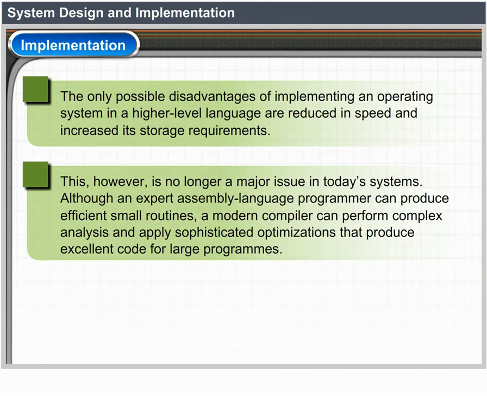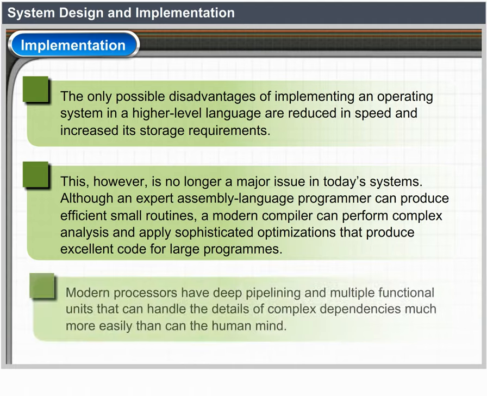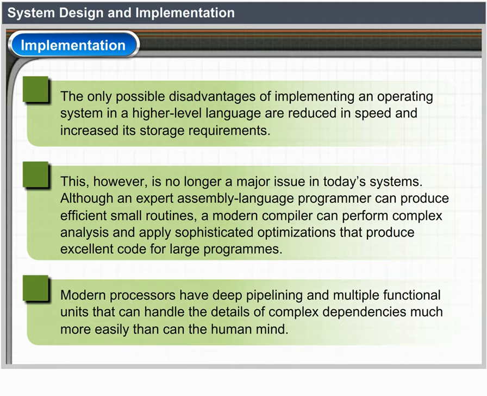Although an expert assembly language programmer can produce efficient small routines, for large programs, a modern compiler can perform complex analysis and apply sophisticated optimizations that produce excellent code. Modern processors have deep pipelining and multiple functional units that can handle the details of complex dependencies much more easily than can the human mind.